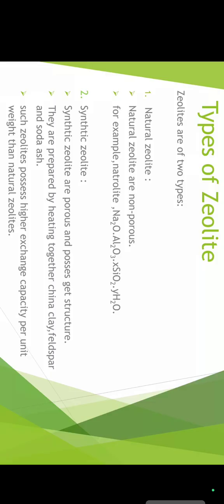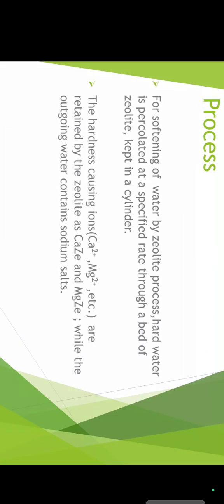They are prepared by heating together china clay, feldspar, and soda ash. Such zeolite possesses a higher exchange capacity per unit weight than the natural zeolite. The synthetic zeolite is represented as Na2Ze. The sodium ions which are loosely held in sodium zeolite are replaced by calcium and magnesium ions present in the water.